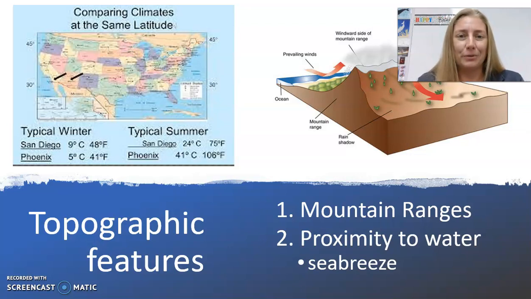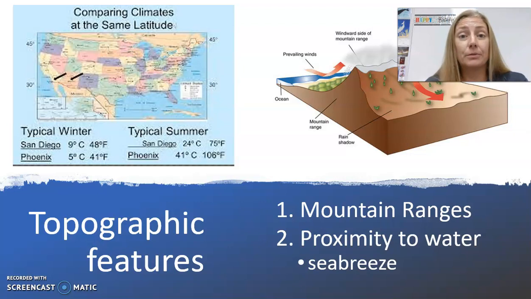So if you look at the map over in the left-hand corner, you can see we are comparing climates at the same latitude, comparing the cities of San Diego and Phoenix. If you look at San Diego, their coldest temperature is 9 degrees, and their warmest temperature is 24 degrees, comparing winter to summer. And then looking at Phoenix, 5 degrees versus 41 degrees. I am giving you the temperature in Celsius. It's also listed on here in Fahrenheit.